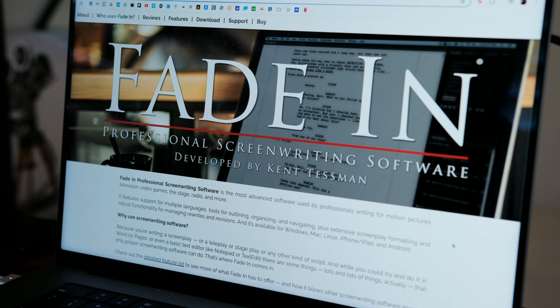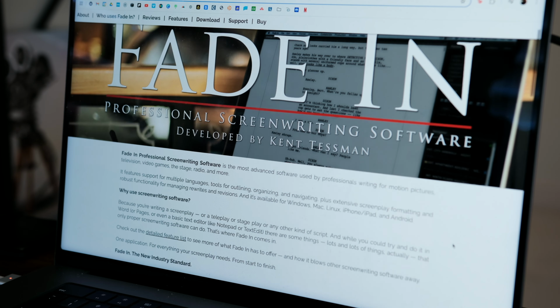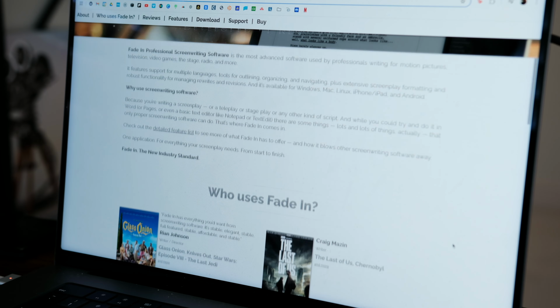Fade In, which is what Rian Johnson uses to write all of his screenplays, and did a lot of research. It was I think $70 purchase, one-time buy, and it says in big letters, you buy the software once, you own it for life. I was really close to pulling the trigger on that, mainly just out of spite.